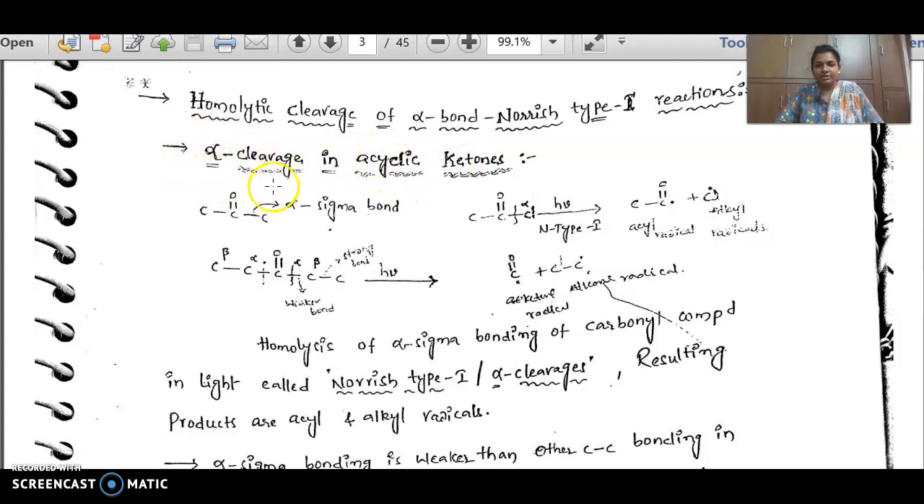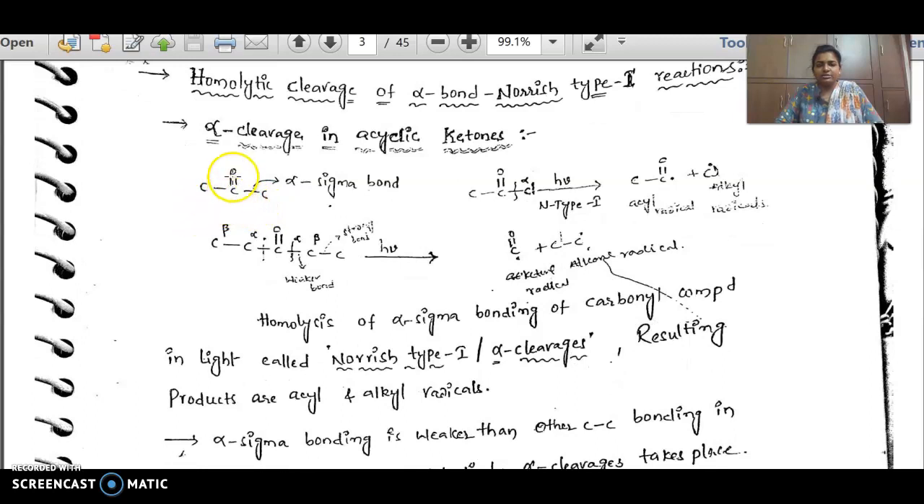Okay, acyclic ketones, like C double bond O, where both sides are attached to carbons. It is a ketone. Alpha means the first carbon which is attached to the functional group. Here the functional group is C double bond O, and this is the first carbon. The first position is the alpha position. The first bond is the alpha bond.